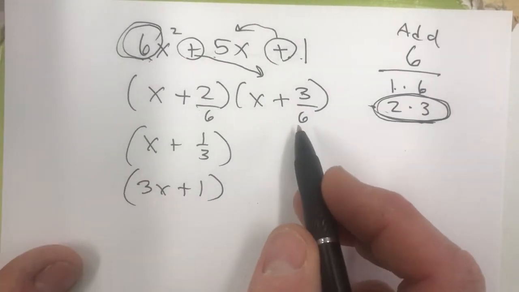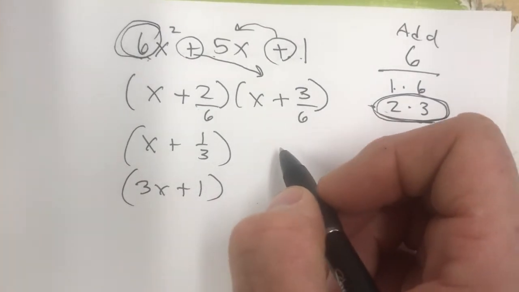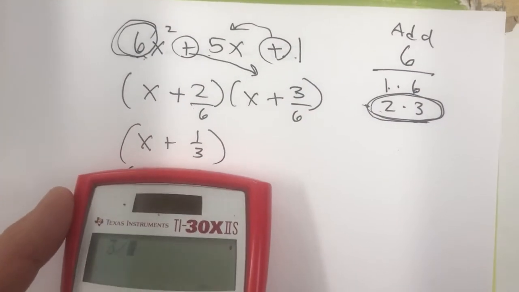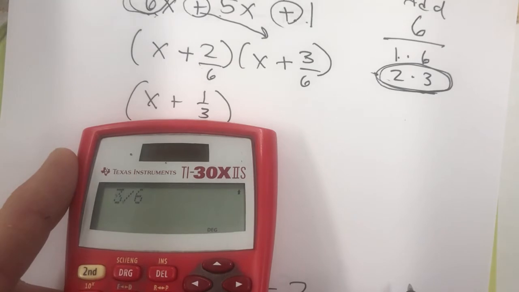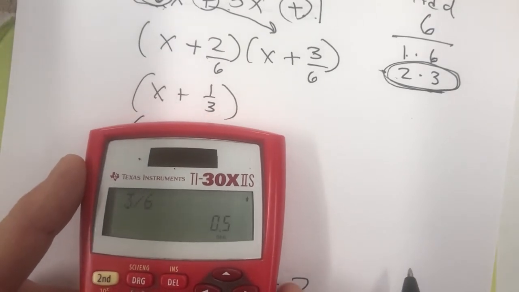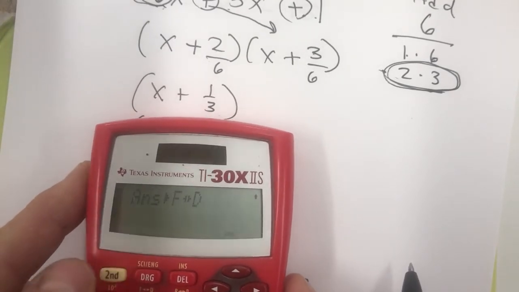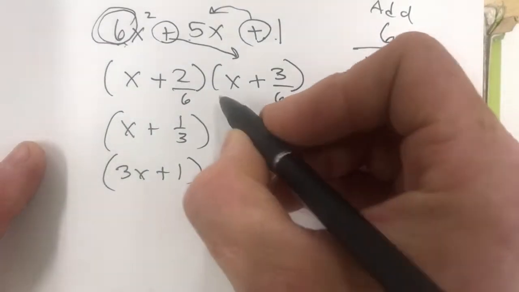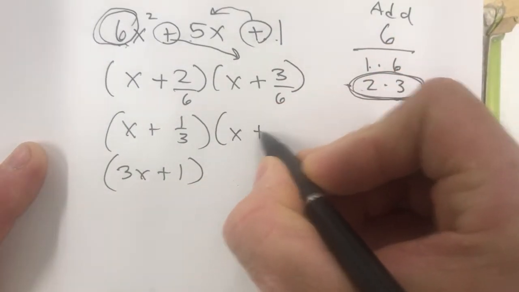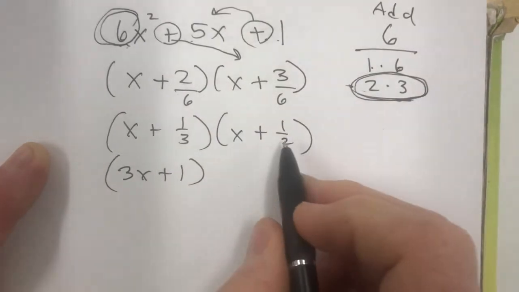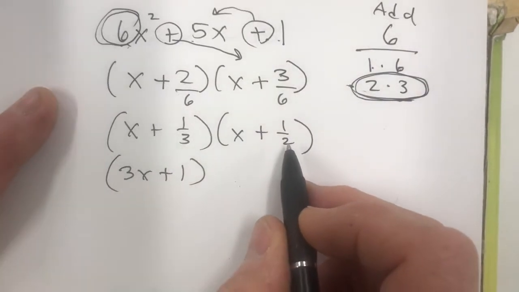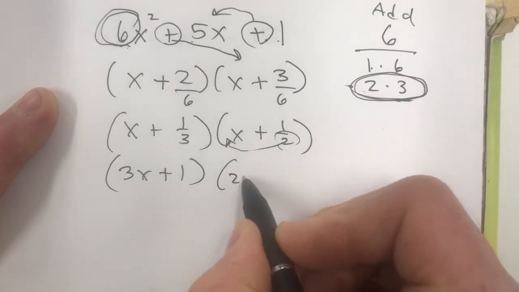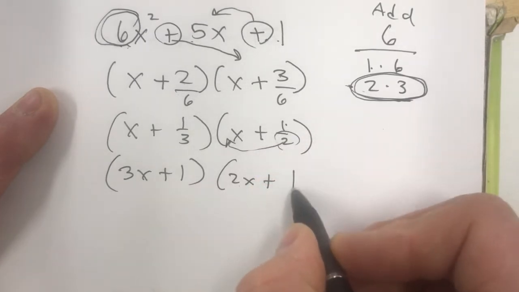On this one, 3/6, use your calculator if you need to. 3 divided by 6. Okay, that's 0.5, and then change it to a fraction. That's 1/2. Okay, if you have to use the calculator, that's fine. But it's still a fraction. We're not supposed to have fractions. So the 2 on the bottom, I'll just move over in front of the x, which gives me 2x plus 1 right there on top.